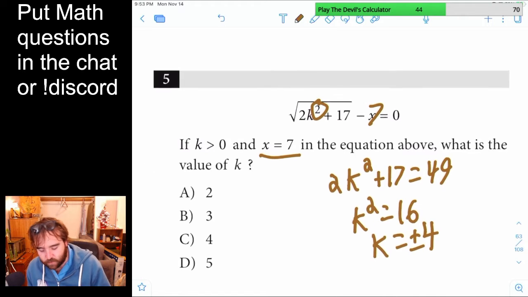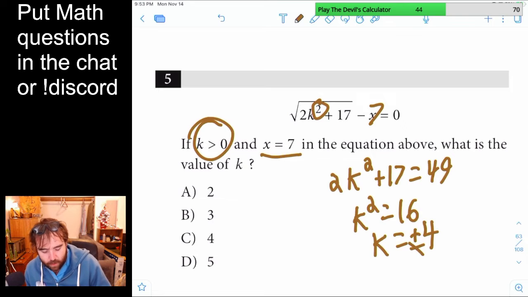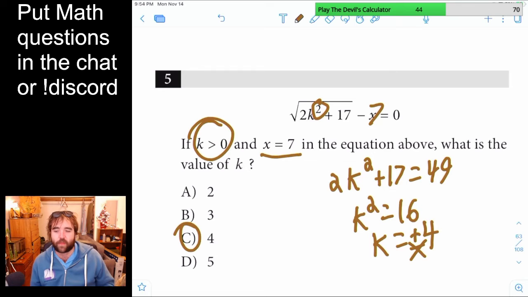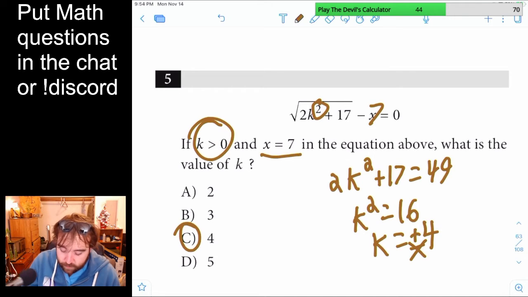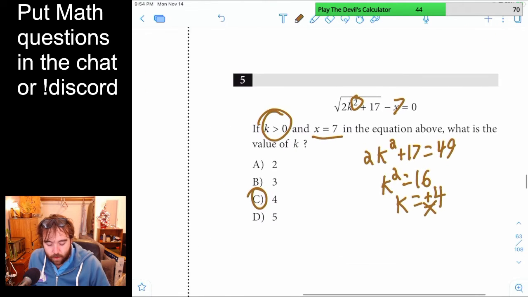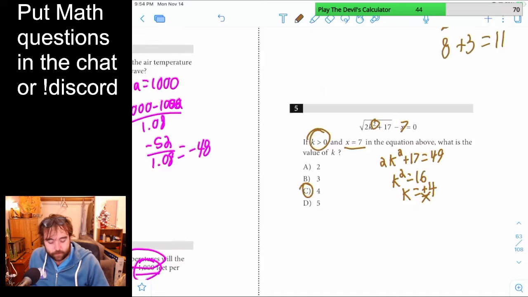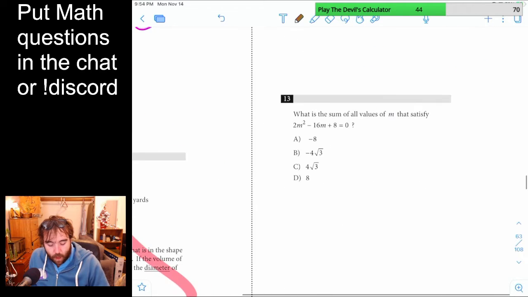But that's where this comes into play. We reject the negative 4. We just choose the positive 4. But that's like a natural-ish thing to do anyway. A lot of the times people just forget the plus or minus in the first place. But yeah, that's what that is. All right, let's keep going.